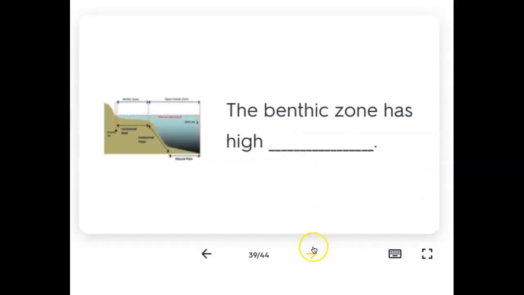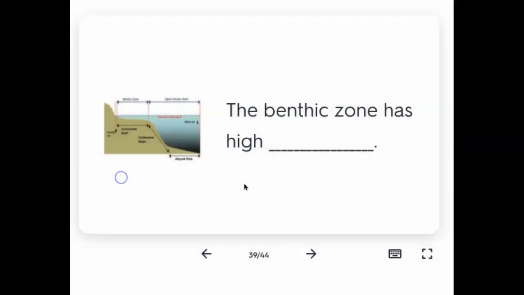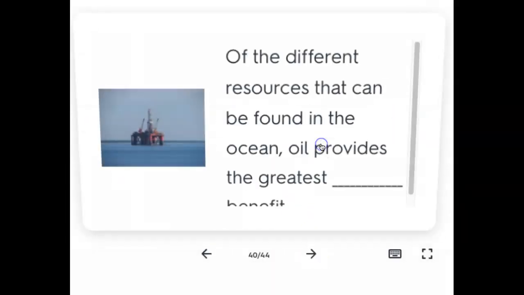The Benthic Zone is going to have a lot of high pressure, whereas up towards the surface of the ocean, the surface zone is going to have much lower pressure.